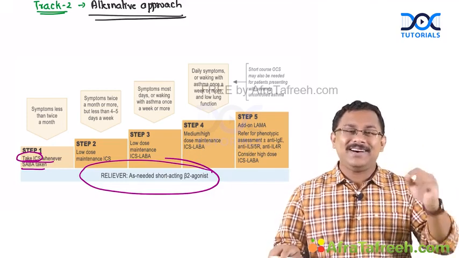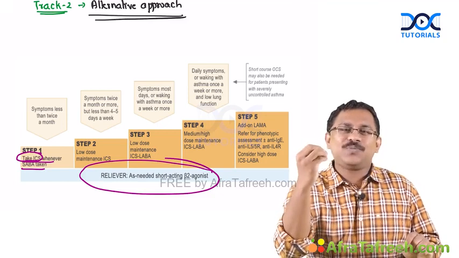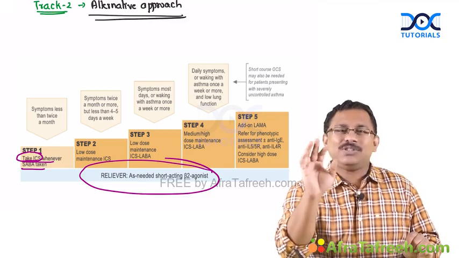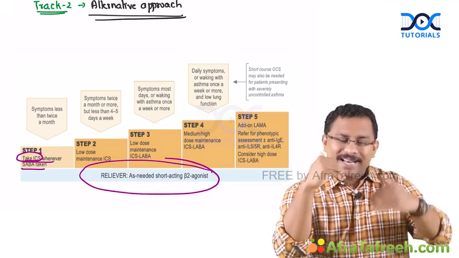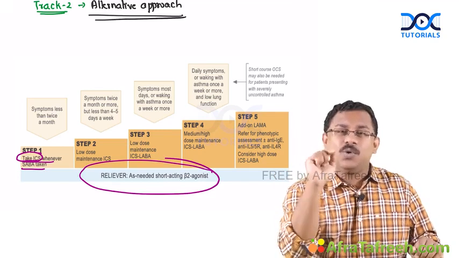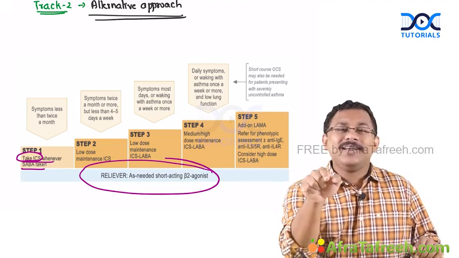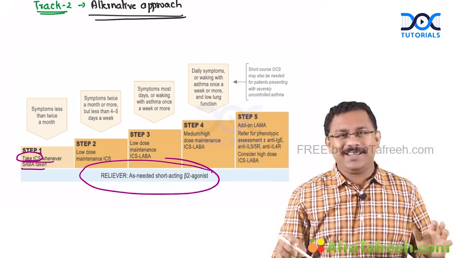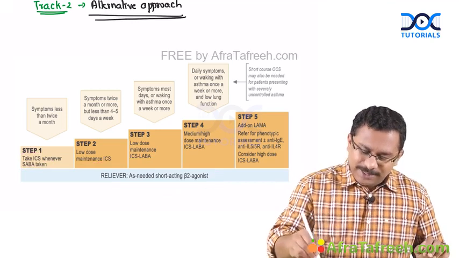I stand by the term I used, that in case of track 2 or whether it be track 1, whatever it is, you should never ever give SABA alone treatment. Because in track 2, SABA is the reliever, but will you give SABA alone? No, you are giving ICS. Only point is that ICS there will serve as the controller therapy. Okay, clear. Now moving on to step 2.